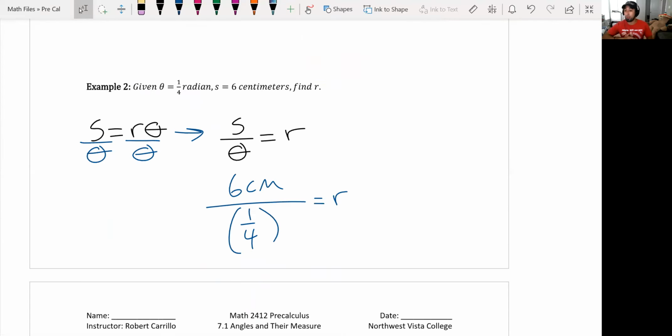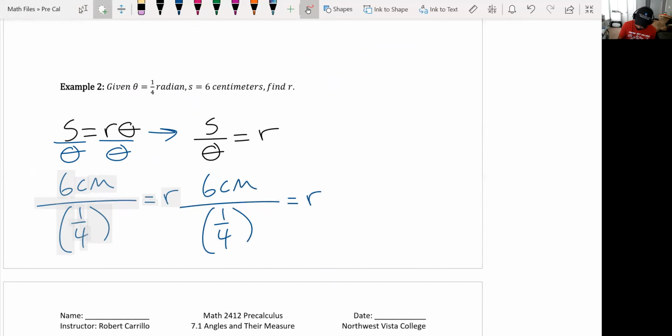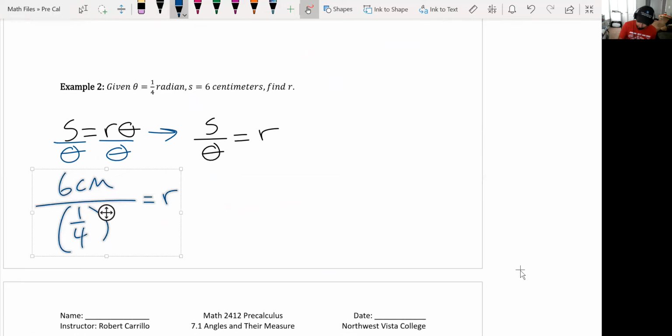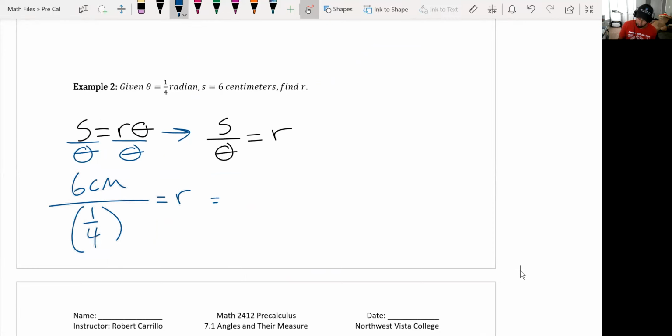And now remember, if you're ever having a fraction in your denominator, you go ahead and multiply by the reciprocal, which means that when you multiply by the reciprocal, this becomes, let me get more room here. There we go. Equals 6 centimeters times 4, because we multiply by the reciprocal of the denominator, which means our radius is 24 centimeters.